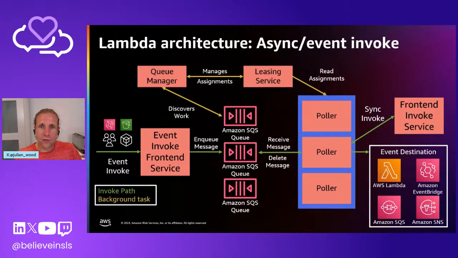And there are some other control plane services involved. There's a queue manager, which looks after the queues, spinning them up and down and monitoring if they're getting full. This also works with what we call the leasing service, which manages which pollers are processing which queues. Then it's going to detect if any pollers fail, so their work can be passed on to another poller.